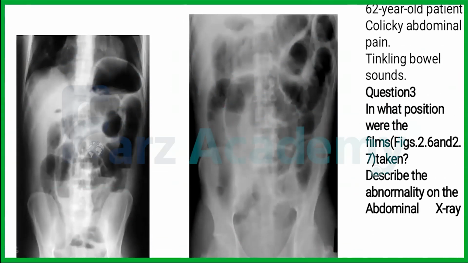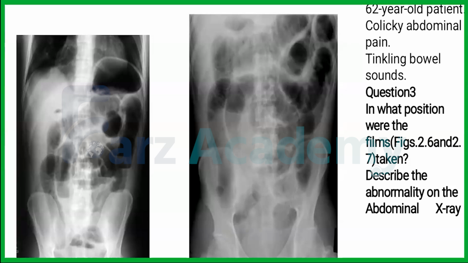So, a 62-year-old patient, colicky abdominal pain, tinkling bowel sounds. Question: what is the position of the film that has been taken, and describe the abnormality of the abdominal X-ray. Anyone can volunteer, so anyone can switch on your mic and describe. Usually they will ask 2-3 questions from here. One is the position of the film.